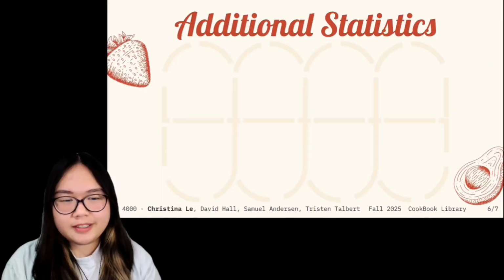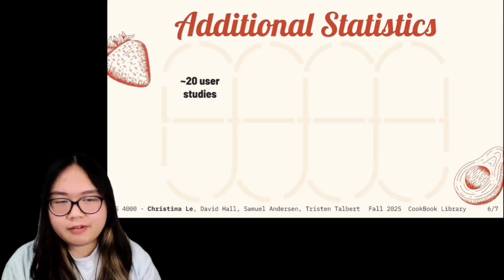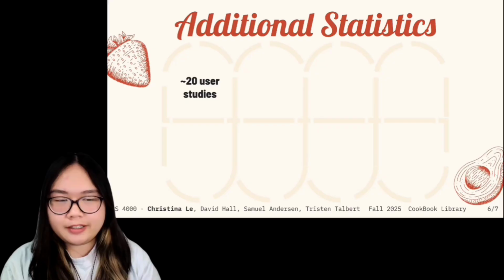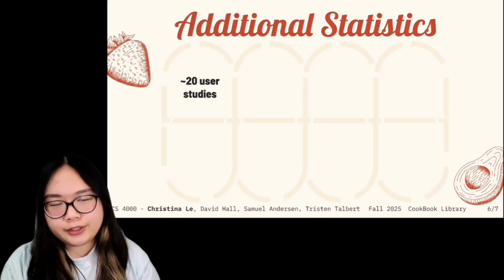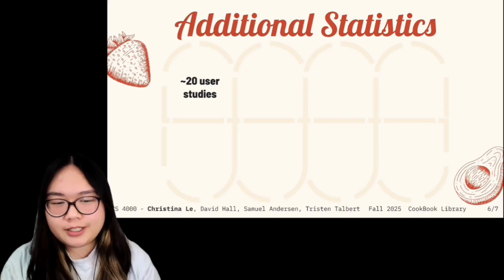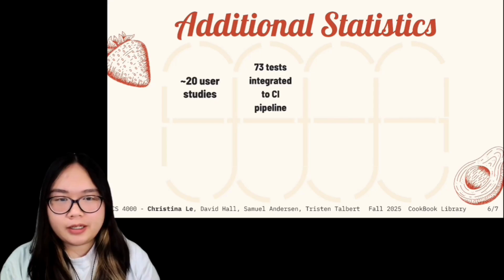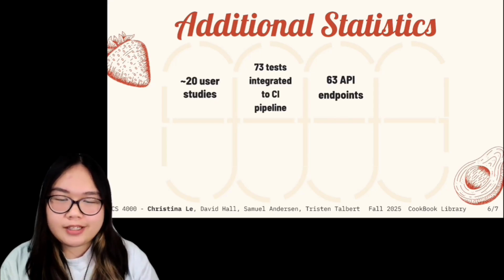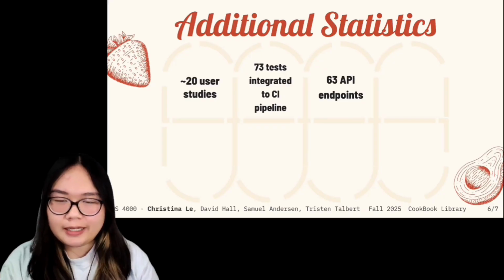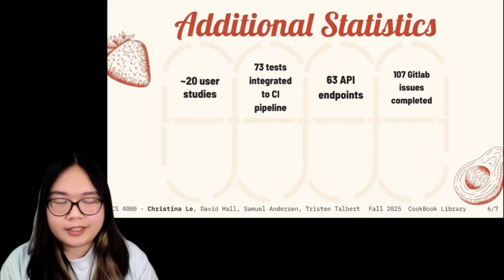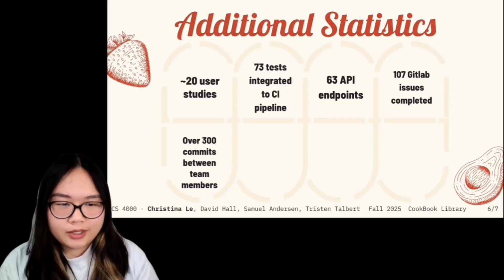Thank you, Sam. So throughout our development process, we have about 20 user studies, and that has greatly helped us in choosing what features to include, not include, or even improve, especially within our UI as well. We have 73 tests integrated into our CI pipeline. We have 63 API endpoints, connecting the backend to the front end. We have over 107 GitLab issues completed as of right now. We have over 300 commits split between the 4 team members.